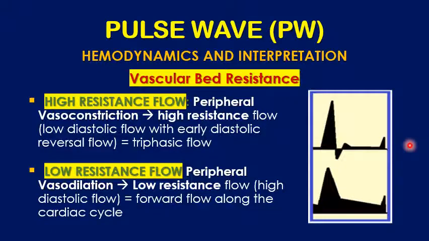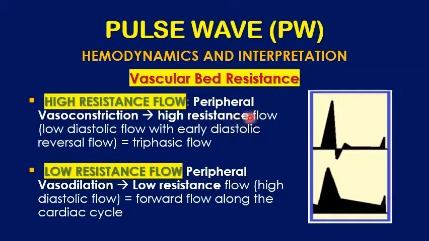In this slide, it explains what you call the high resistance or low resistance flow. What happens in the high resistance? Again, there is peripheral vasoconstriction. Peripheral means what? In the tissues. So the arterioles are vasoconstricted, and I will get a high resistance to the flow.